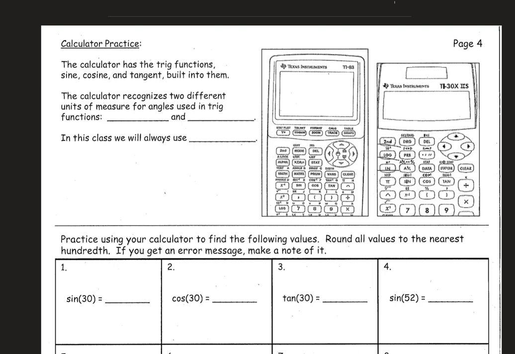Now, the calculator has trig functions built into it. You're going to want either scientific or graphing for these. On Desmos, just do scientific. That's the easiest one to deal with, with fewer buttons. The calculator will recognize two different units for trig: degrees or radians. These are the two big ones. For the most part, we are only going to be using degrees.